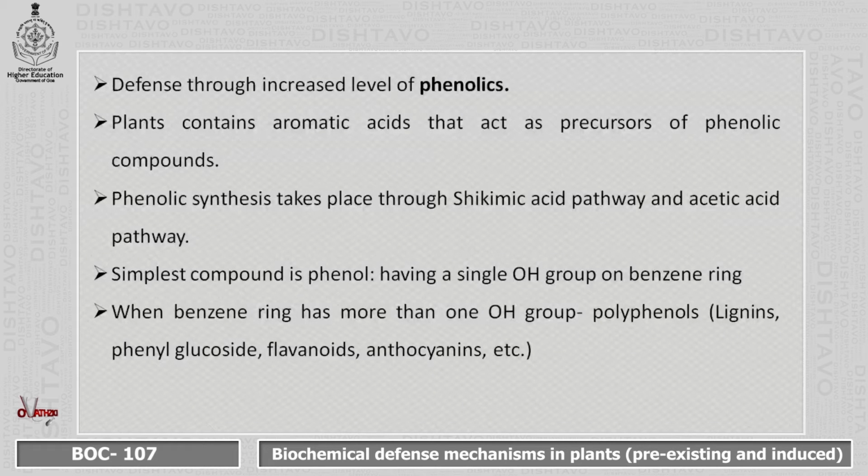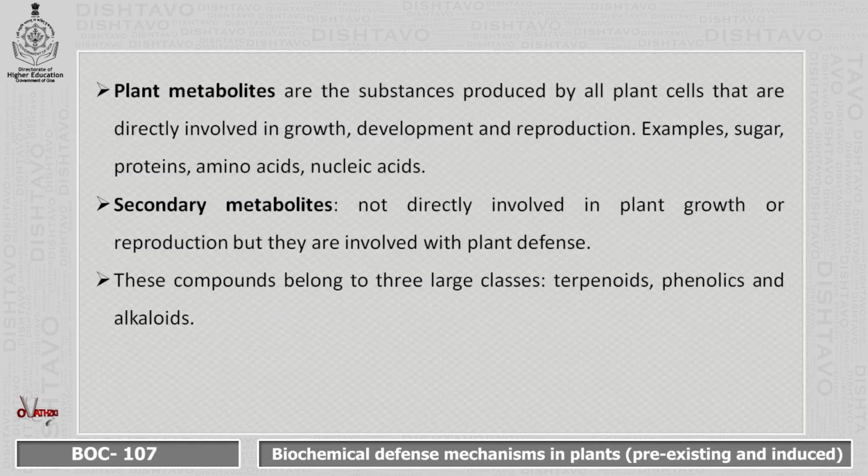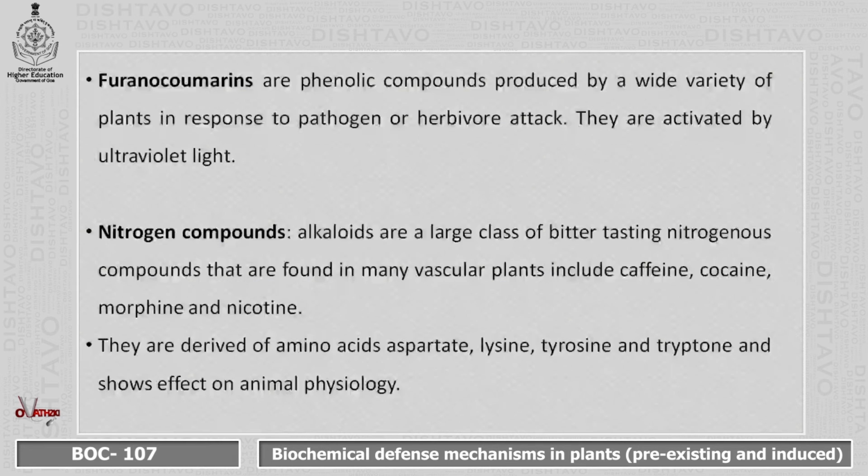Primary plant metabolites are the substances produced by all the plant cells that are directly involved in growth, development and reproduction, for example sugar, protein, amino acids, nucleic acids. Then the secondary metabolites are not directly involved in plant growth or reproduction, but they are involved in plant defenses. These compounds belong to three large classes, that is terpenoids, phenolics and alkaloids. Furanocoumarins are phenolic compounds which are produced by wide varieties of plants in response to pathogens or herbivore attack. They are activated by UV light.